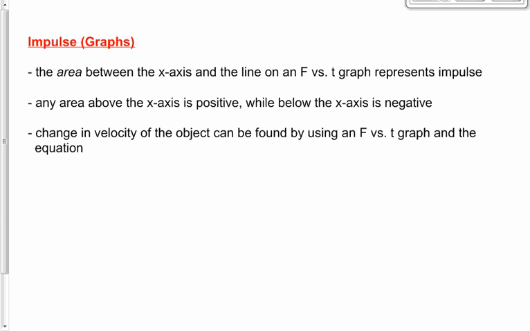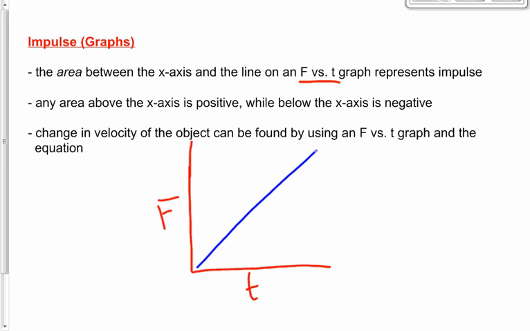The only thing that I want to do new today is finish up impulse, and that's going to just require us to take a look at F versus t graphs. Force versus time graphs. We'll see these fairly often. A force versus time graph is always going to have force on the y-axis and time on the x-axis. Sometimes it may be something as simple as this. Sometimes it may be like this. Sometimes it may even go below the x-axis and look something like this.